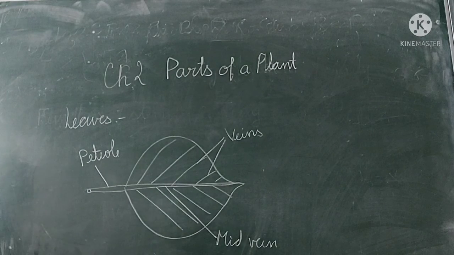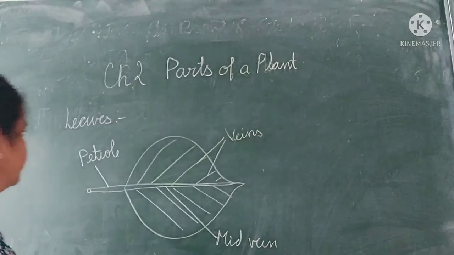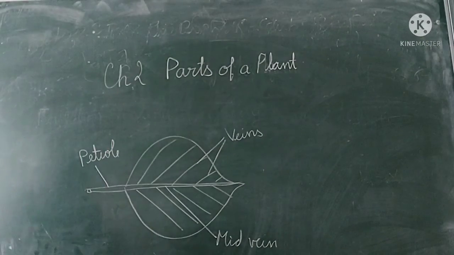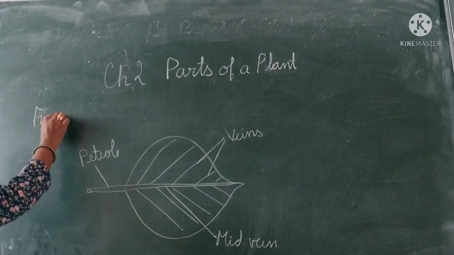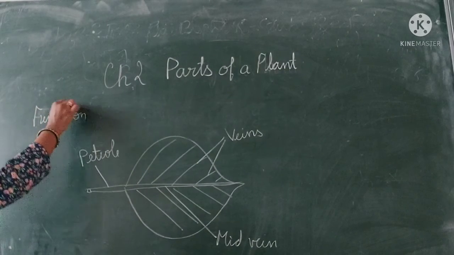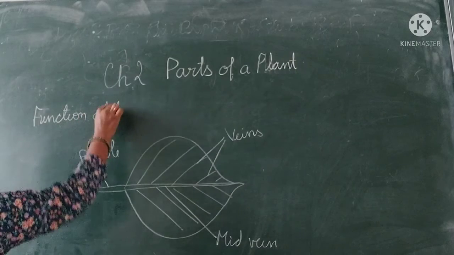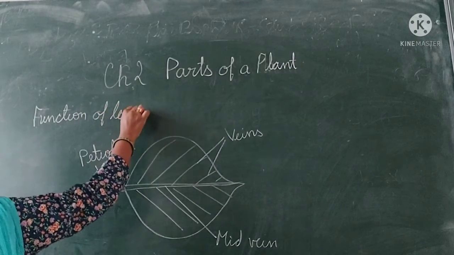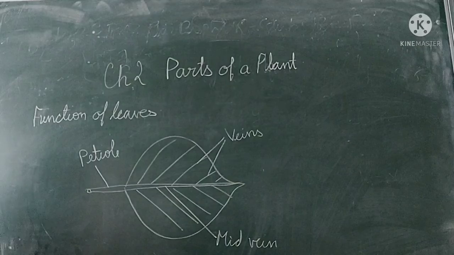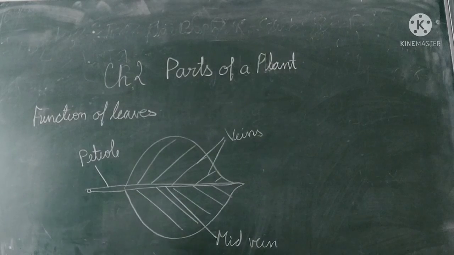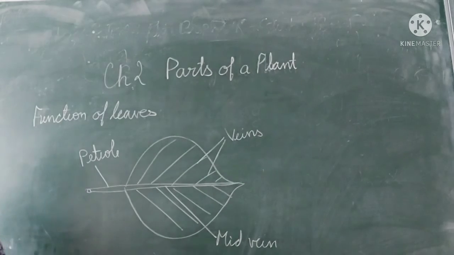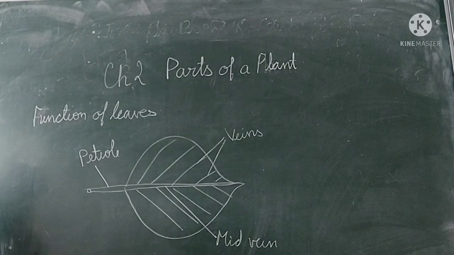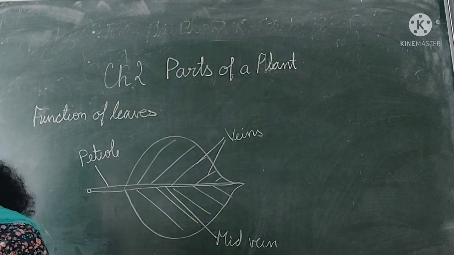Now, next comes the function of leaves. Leaves also do so many functions for the plants because a plant is also a living being. What are the functions of leaves? Leaves are called the food factories of the plant. Why are leaves called food factories? Because they prepare food for the plant with the help of carbon dioxide, water, chlorophyll and sunlight.